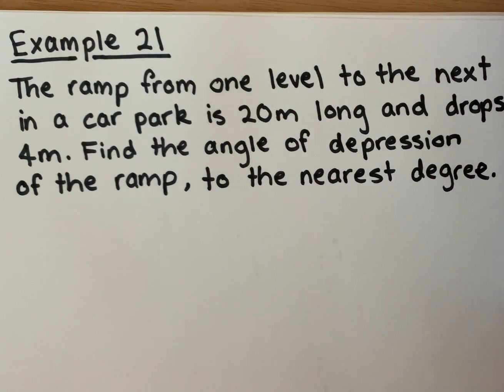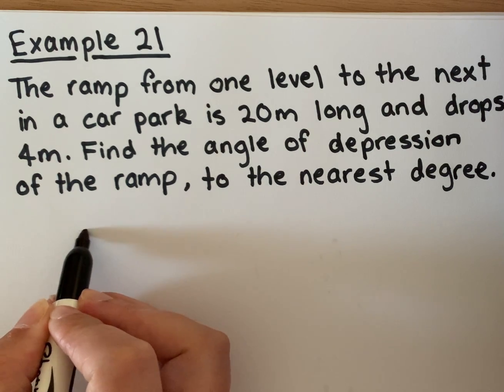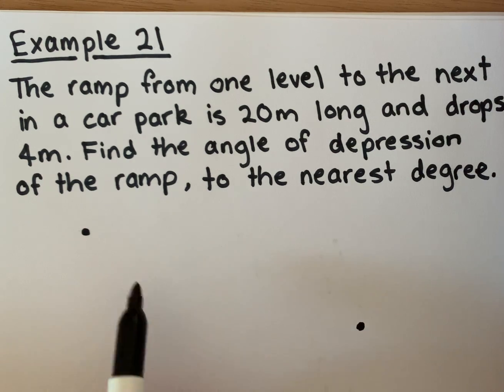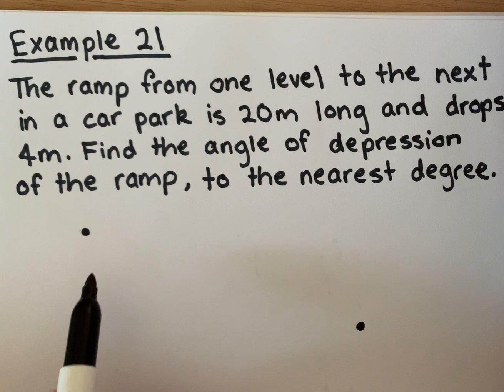Example 21, our last example. The ramp from one level to the next in a car park is 20 meters long and drops 4 meters. So it's a ramp from one level to the next. Okay, so we're going to have our higher level up here and our lower level down here somewhere. Well, it's going to be exactly 4 meters down there because it drops 4 meters.